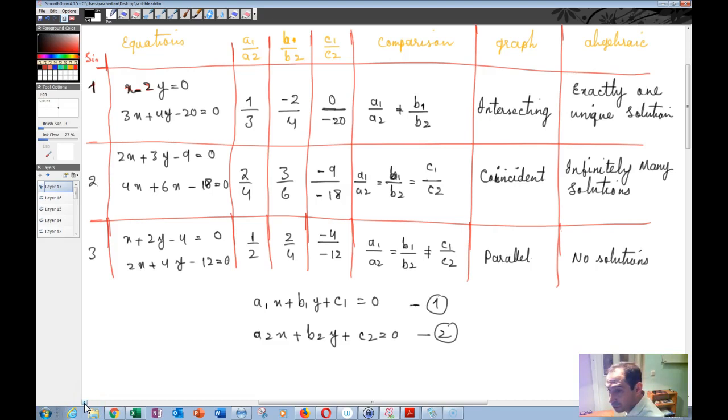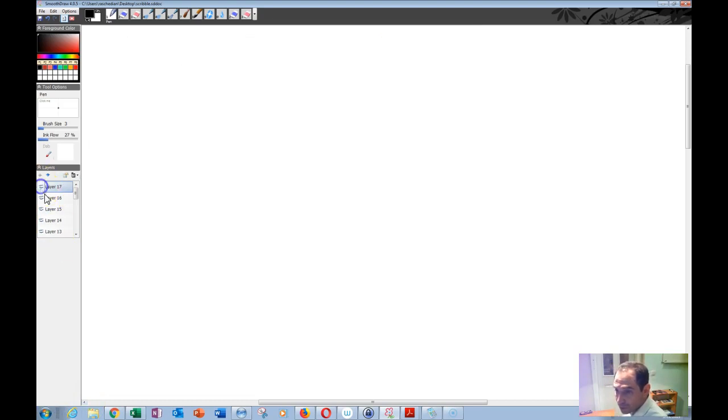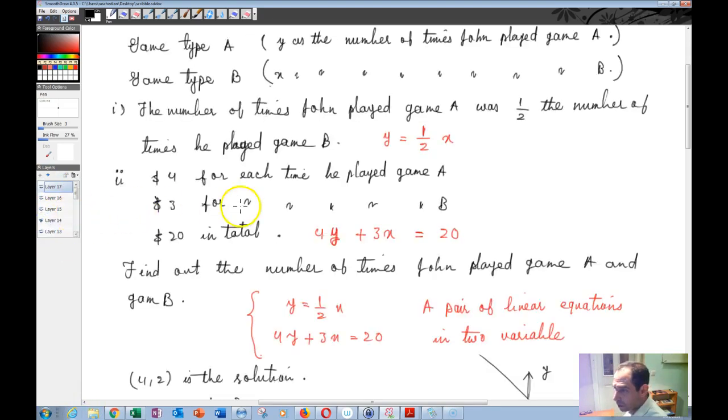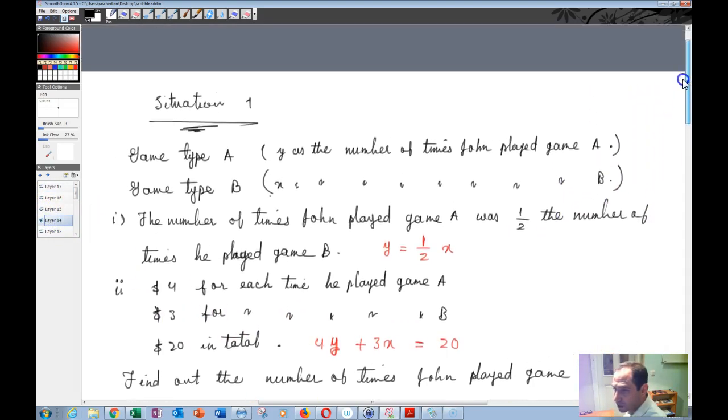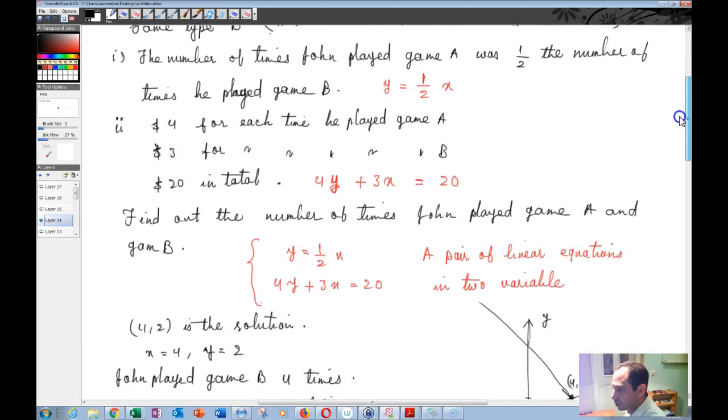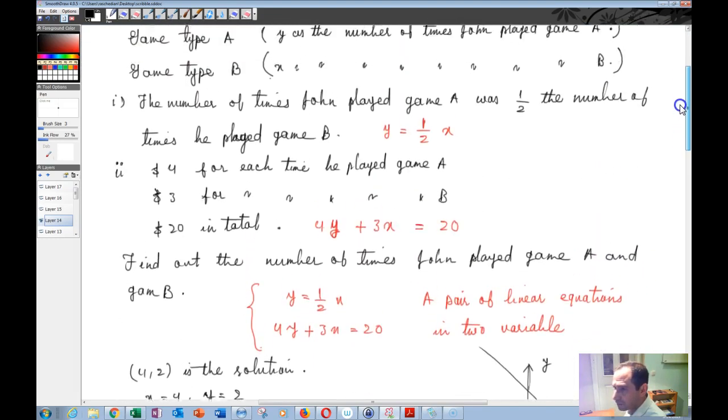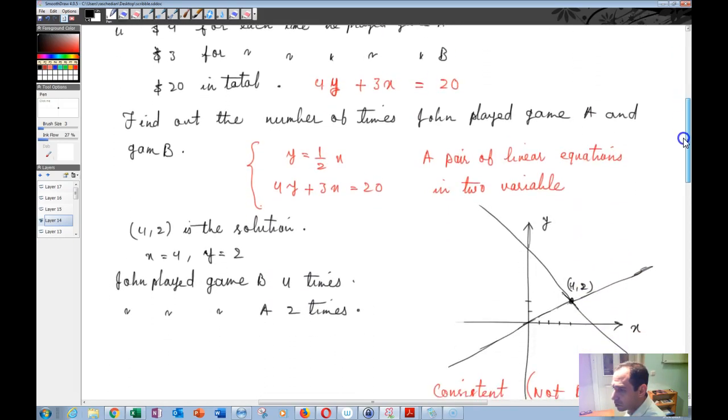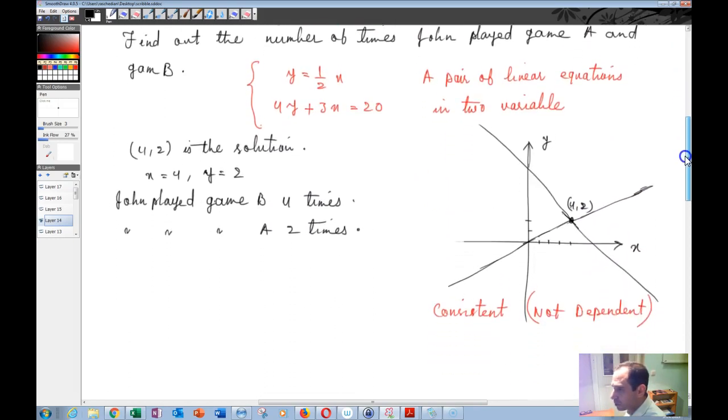Okay, so now let's go to basically each of those situations that we had before. I think they were from 14 to 17 to 16. So in this situation, you can see that the equations were basically these two equations. So you have y is equal to 1/2 x, or you can write this as 1/2 x minus y is equal to 0.